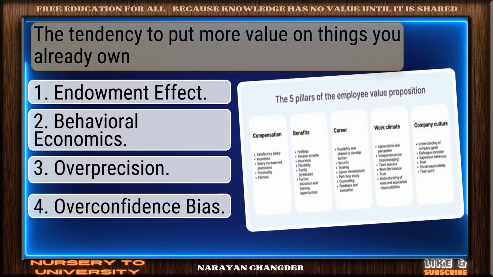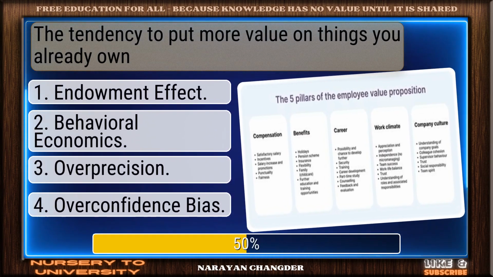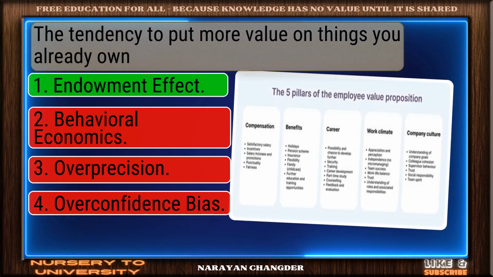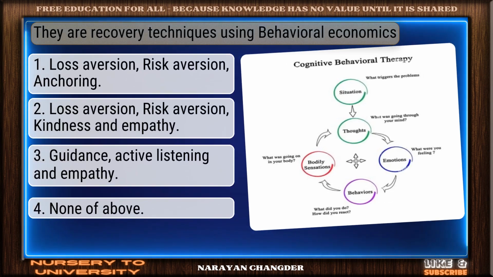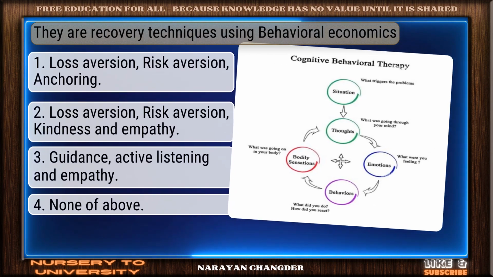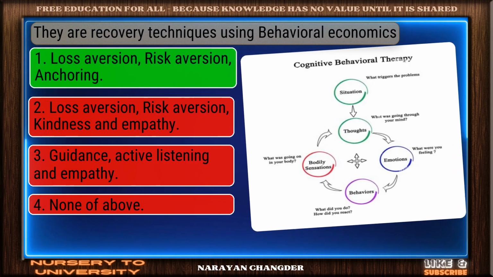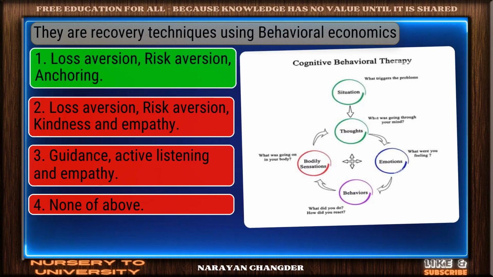The tendency to put more value on things you already own. You chose endowment effect, and it is correct. They are recovery techniques using behavioral economics. Right again, loss aversion, risk aversion, anchoring is a valid answer.